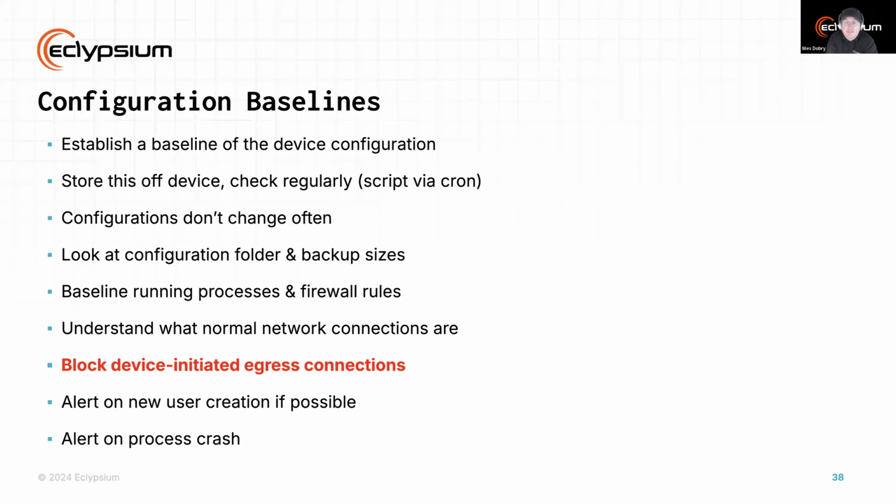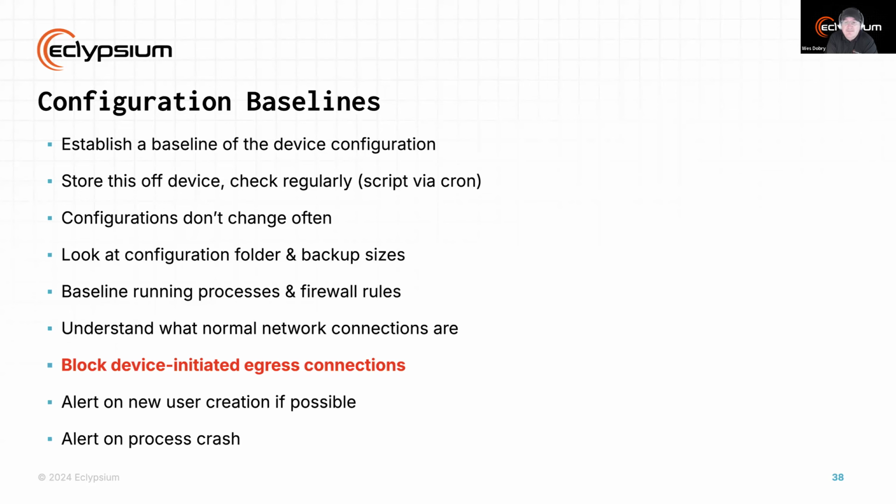This also goes into baselining running processes and firewall rules and looking at things when there are adjustments to them. Understand what the normal network connections of a device are to identify if there's anything outstanding that should be investigated. My number one technique is also simply blocking device initiated egress connections unless that device requires them. In that case, I shouldn't have a network switch sitting in my DMZ attempting to contact something internally on its management interface, for example.